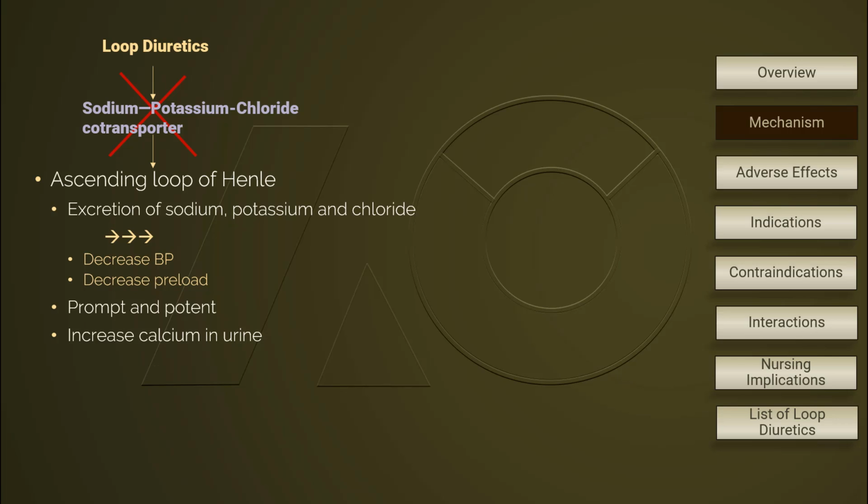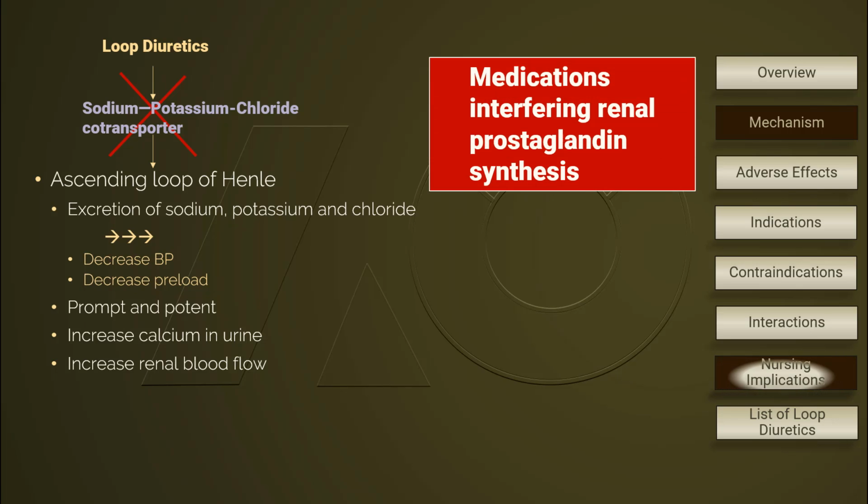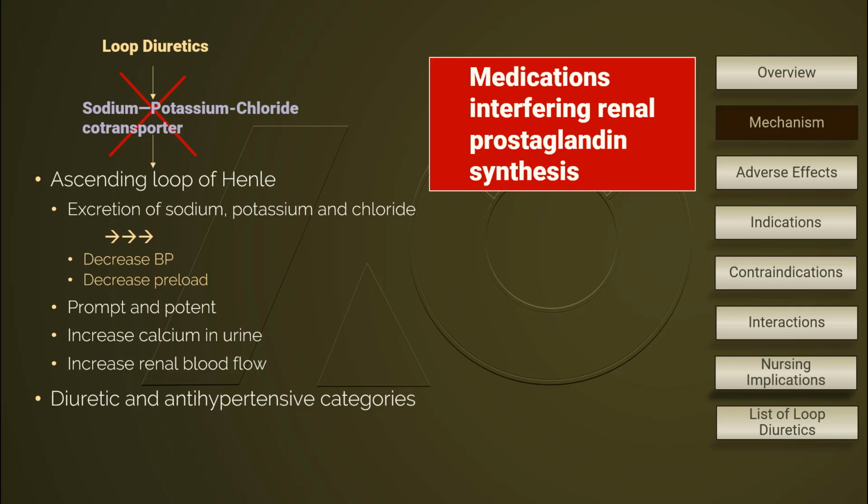Loop diuretics can increase blood flow by promoting prostaglandin synthesis. Medications that interfere with renal prostaglandin synthesis will decrease the diuretic effects. Therapeutically, loop diuretics belong to the category of antihypertensives as well as diuretics. Medications pertaining to loop diuretics are furosemide, bumetanide, torsemide, and ethacrynic acid.